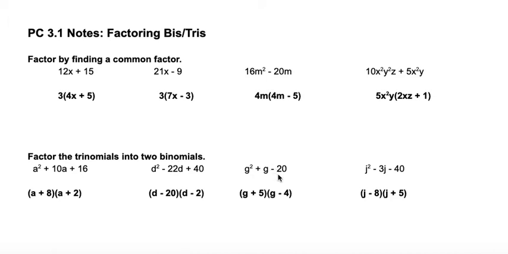Now we have to have a difference of whatever the term is in front of the g. So we're going to put our g's down here. And then we take the factors of 20 that have a difference of 1. That would be our 5 and our 4.